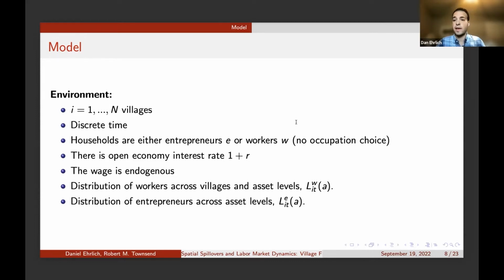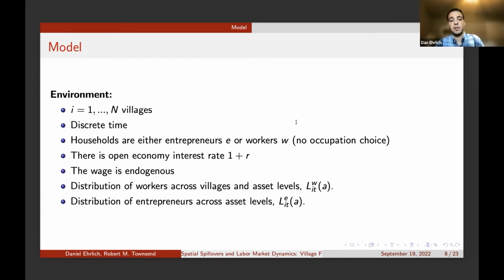So to start off, we're going to have N villages, and the model is going to be in discrete time. We're going to have two types of households. Households are either entrepreneurs, which are going to be labeled with an E, or workers, W. Households' occupations are going to be fixed when they're born, so there's no occupation choice. This may seem a bit counterintuitive because we know this margin does exist in rural economies. But in the case of the village fund, we find, like previous research has found, that there's very little occupation choice switching in response to this program. And so we're going to shut this margin down. This actually helps solve tractability, as in standard similar models.